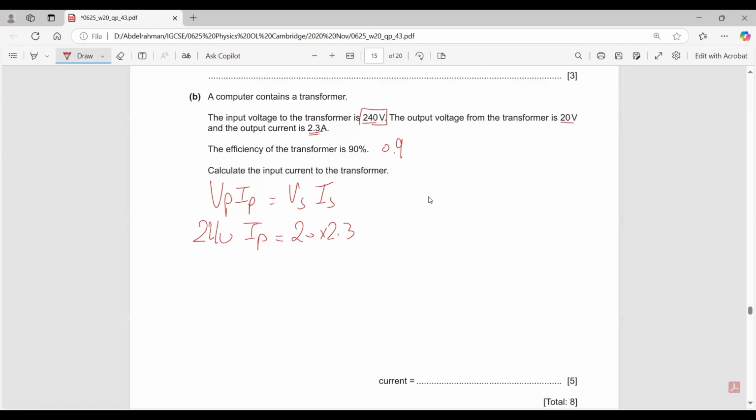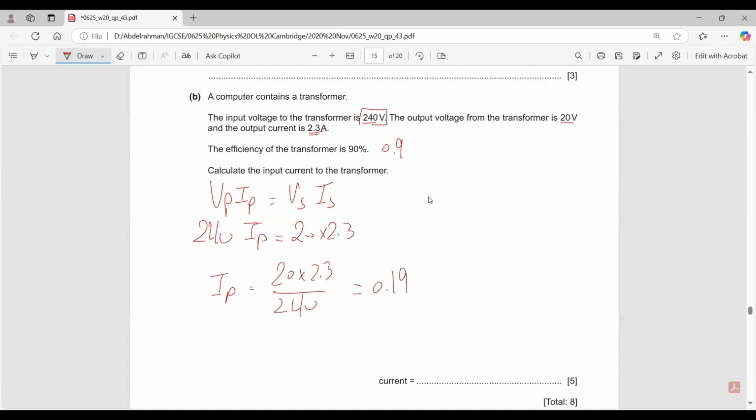Can I find the IP? Yes, IP would be equal to 20 times 2.3 divided by 240. So let's calculate this: 20 times 2.3 divided by 240. This would give you a current of 0.19 amperes.